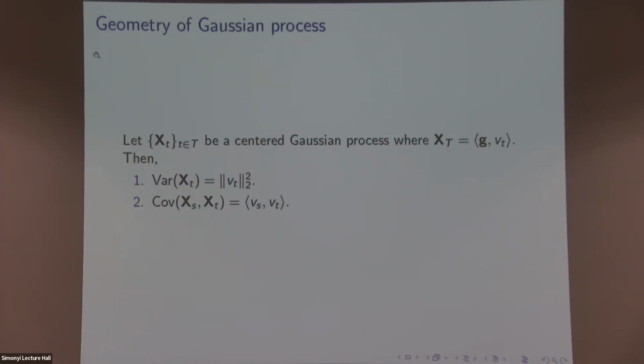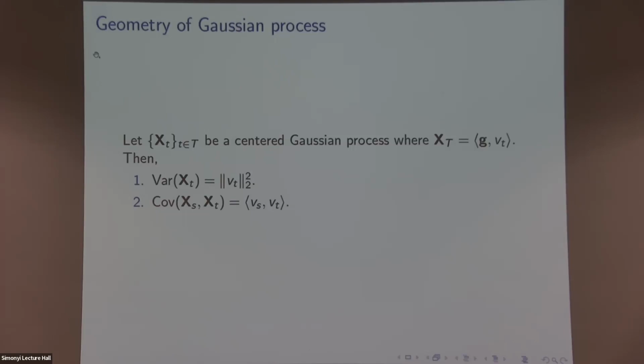Once we are thinking about these canonical Gaussian processes, the vectors and the Gaussians are in one-to-one correspondence. The variance of the t-th random variable is the same as the squared norm of the vector V_t. Similarly, the covariance of X_s with X_t is the inner product of the two vectors V_s and V_t. Since a Gaussian process is completely defined by its variance and covariance, the geometry of these vectors completely determines the Gaussian process.